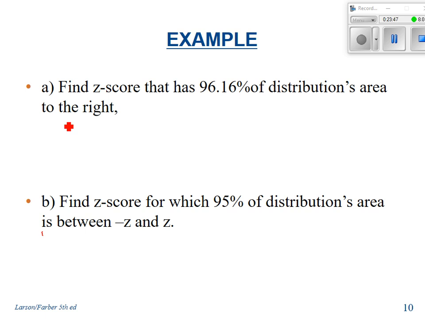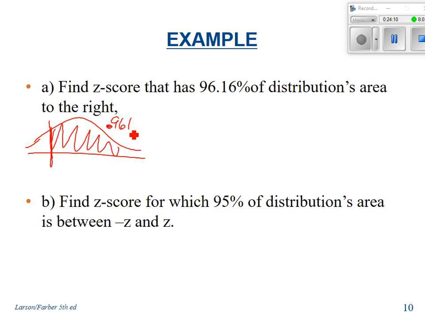Find a z-score that's 96.16% of its area to the right. So same idea here. I'm not going to do this whole problem. But we want 96.16% of the distributed area to the right. So that means 0.9616 of the area over here. We're going to subtract that from 1. I'm not even going to try to subtract it again. That would be the number, whatever we get there. That's the number that we look up on the chart. That's going to be our z-score here.